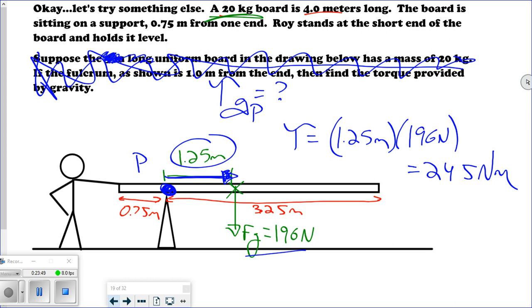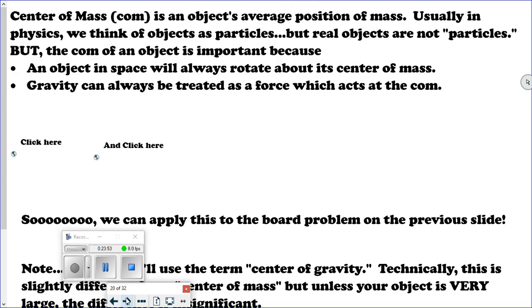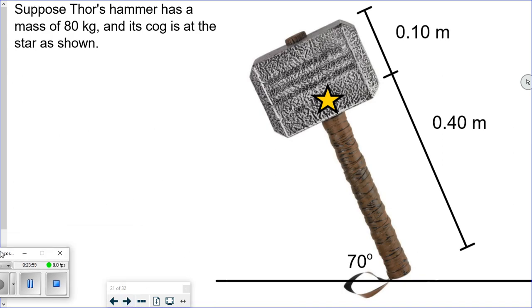So finally, let's do one that's maybe slightly more complicated. Here we've got Thor's hammer. It's got a mass of 80 kilograms. Notice because the top end is heavy, the center of gravity is going to be higher up. So this little yellow star here represents our center of gravity.